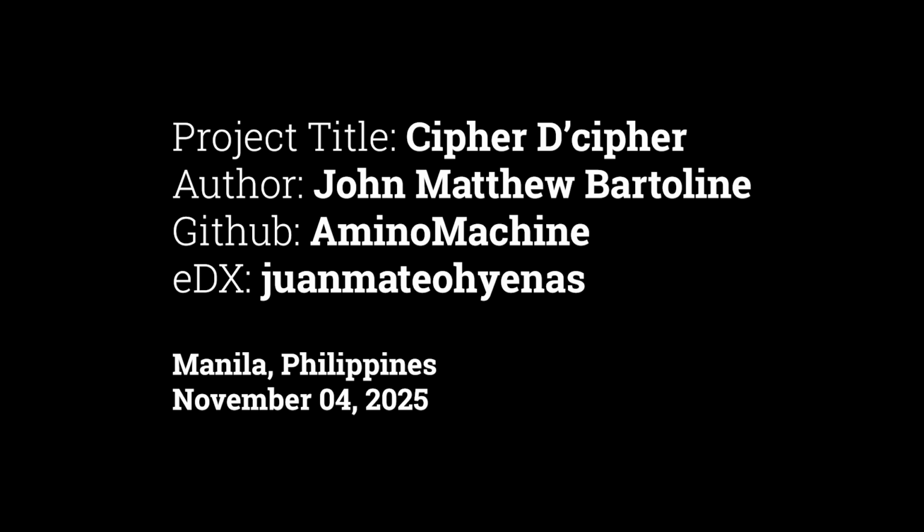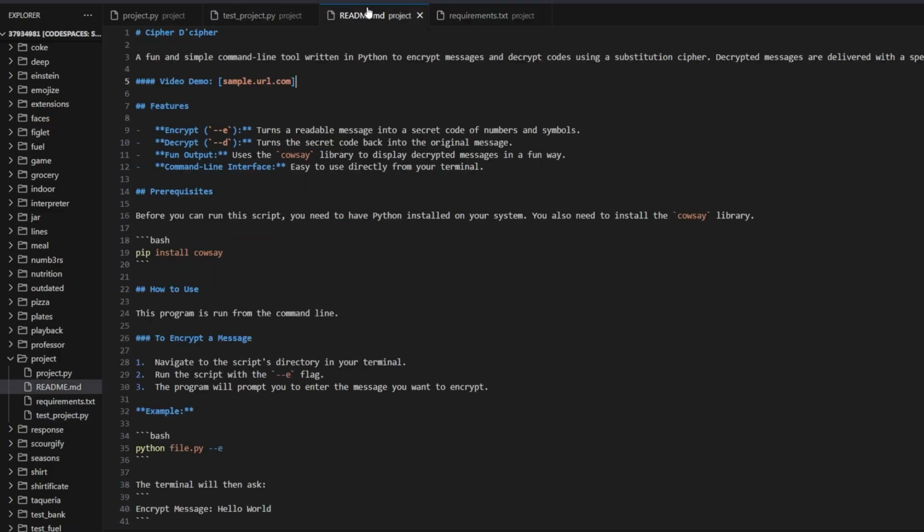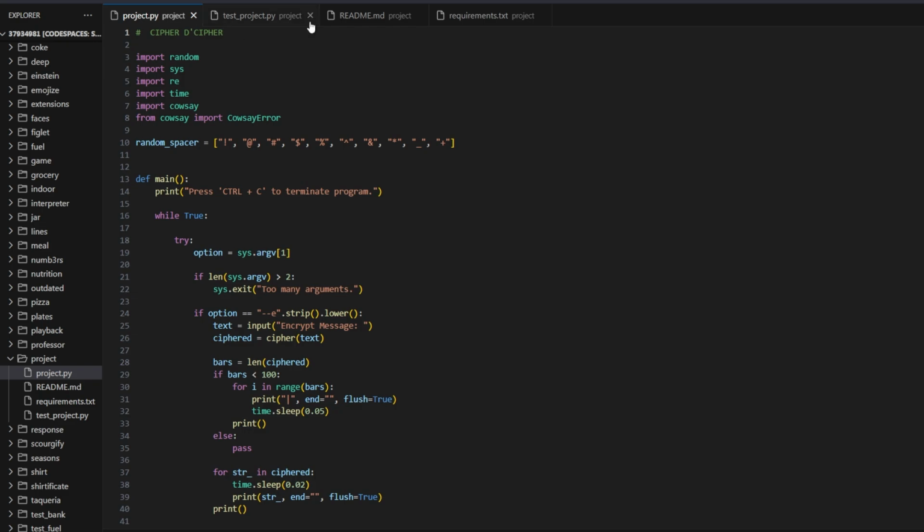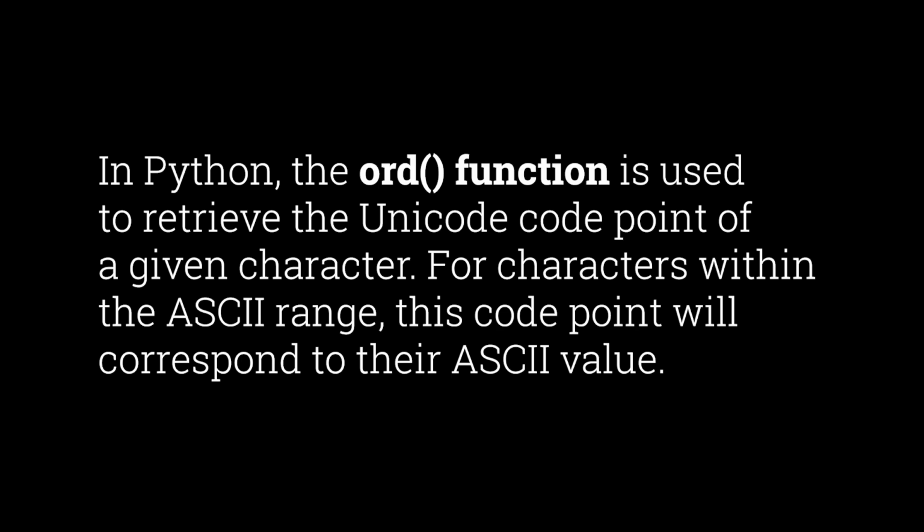I am presenting today my final requirement in CS50P. This is a Python command line utility for simple custom encryption. The title of my project is Cipher Decipher. It uses a substitution cipher based on a character's Unicode number, called its ordinal value.